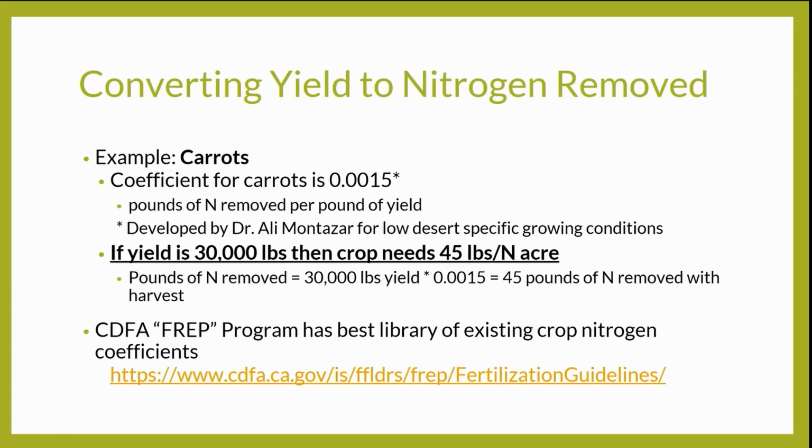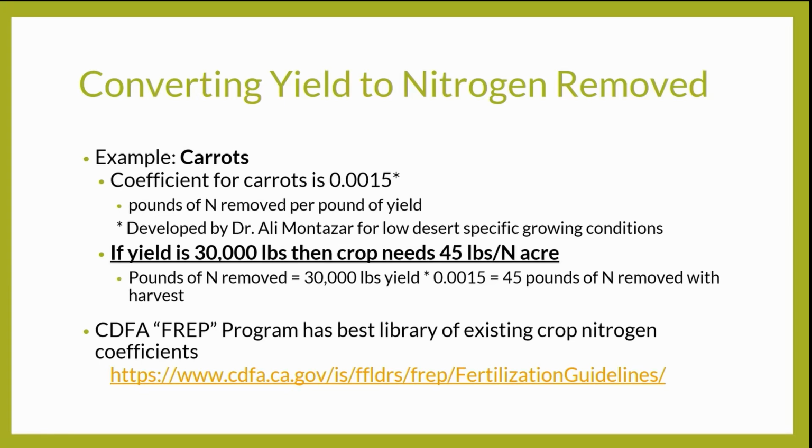So we have an example of carrots here. This is with Dr. Ali Montazar's research, where the nitrogen removed coefficient is 0.0015. And so if I had 30 pounds of carrots that I grew, I would multiply that by the coefficient of 0.0015. And again, we do this on the back end. You don't need to worry about it. We just need your yield to be properly reported. And then that would mean that there is 45 pounds of nitrogen removed with harvest.